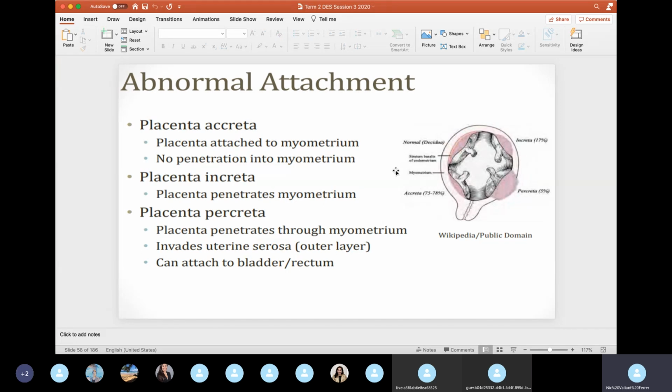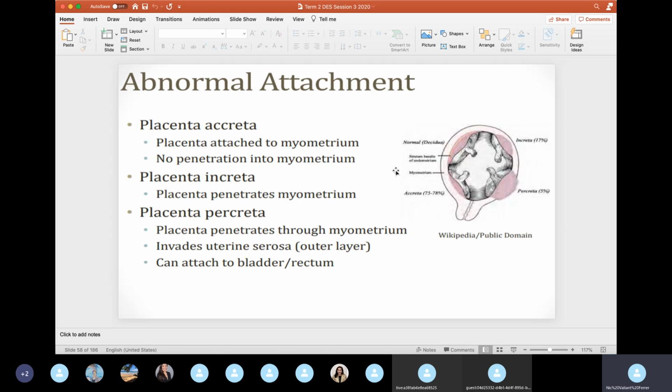Different abnormal attachment. So you have placenta accreta, placenta increta, placenta percreta. Are these high yield? Yes, I've seen UWorld questions. Placenta accreta, the placenta is attached to where? Myometrium. Let's do an anatomy first of your uterus. You have the endometrium, which is the basal layer, the decidua, and then you have the myometrium. This is the muscle layer, and the outermost layer is the serosa. So the decidua is much closer to the lumen of your uterus.